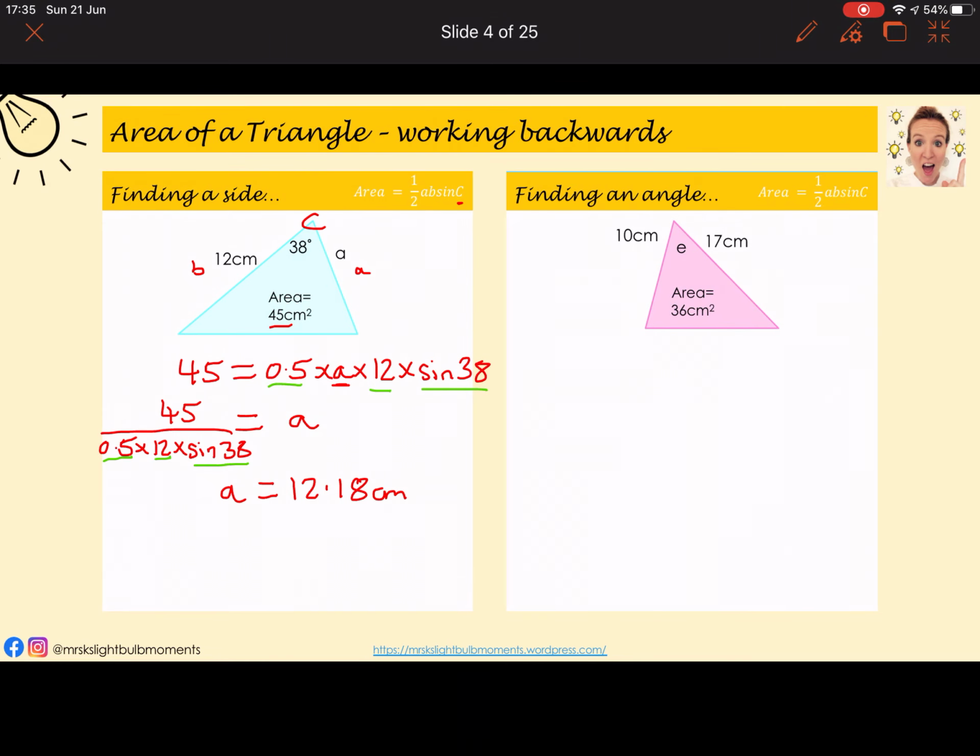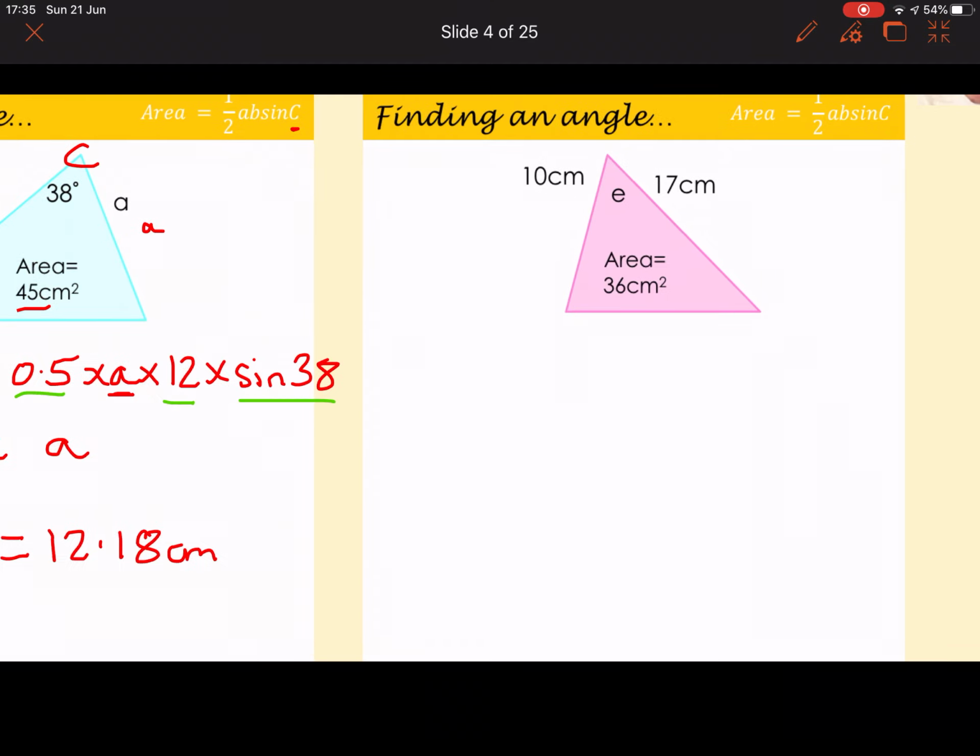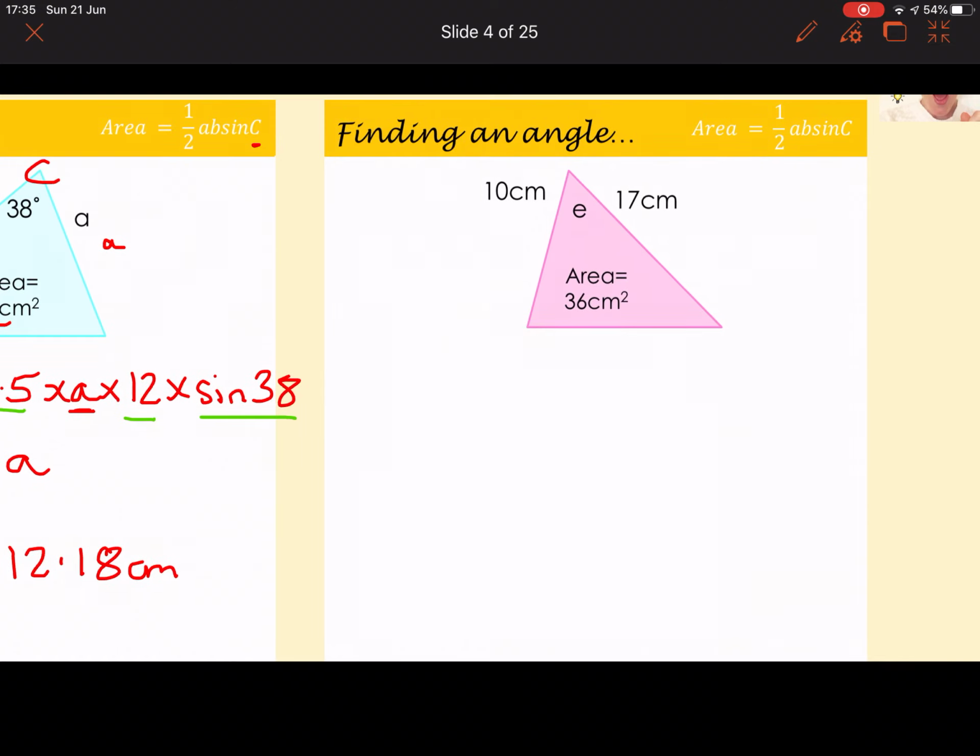Finding an angle is exactly the same, you've just got to work with the sine element a bit more, so we'll go through an example of how to do that. Start off in the exact same fashion of labelling up. So we want our angle to be called C for our formula to work, and then we've got A and B. Doesn't matter what way round A and B go, they're just the sides next to the angle.